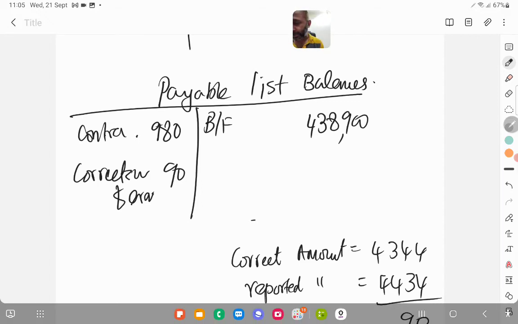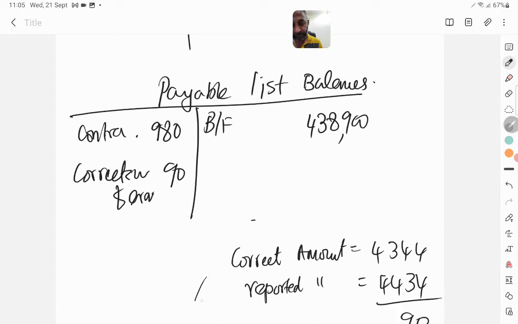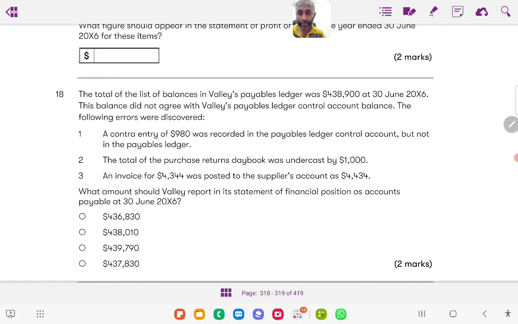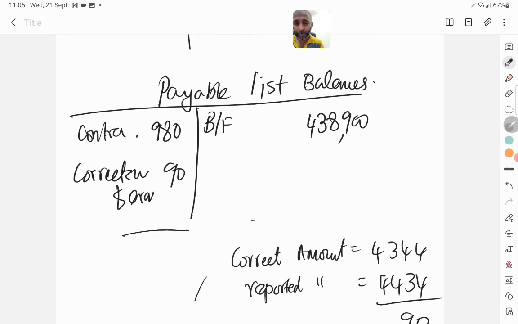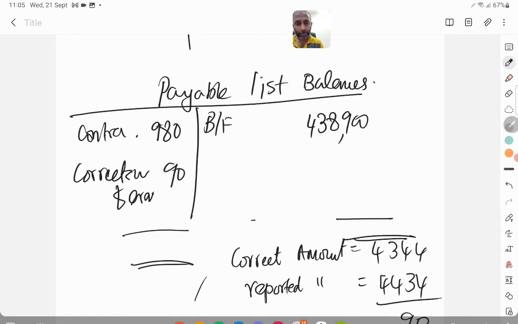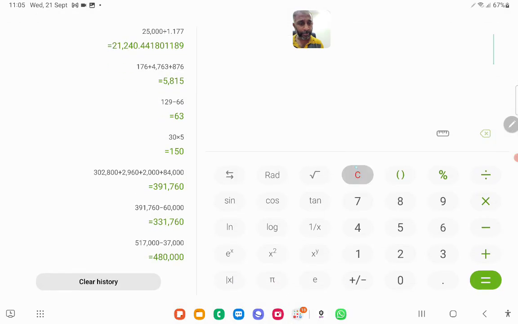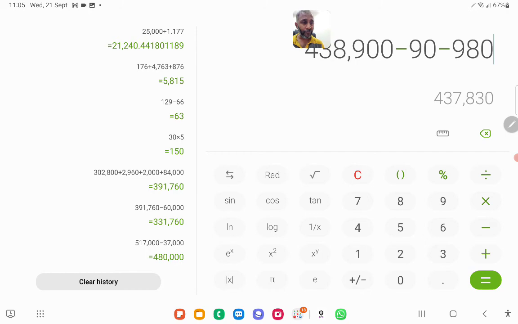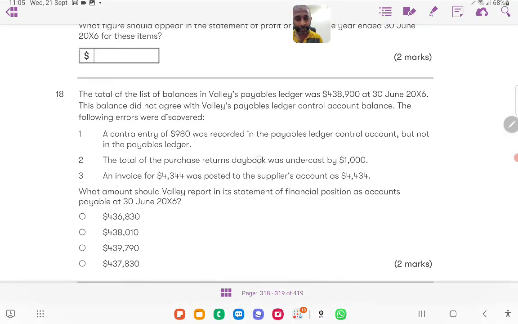I guess these are the three entries. So the question is, what amount should be reported in the statement of financial position as accounts payable at 30 June? The correct answer is what you get if you balance this: 438,900 minus 90 and minus 980, so 437,830. So you have the answer. Answer is the fourth one.